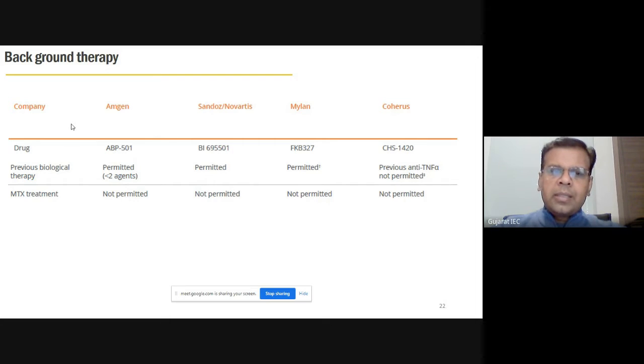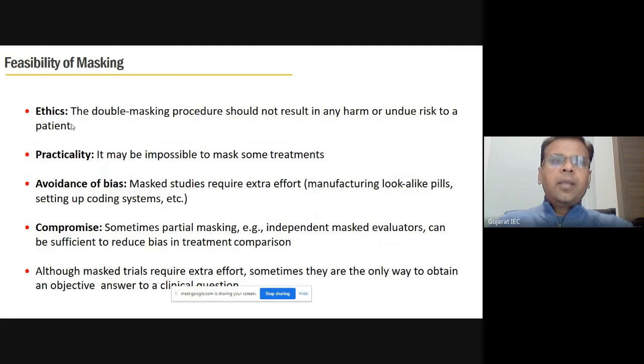So Amgen is doing the study where they are allowing patients who have already been exposed to previous biological therapy. If they have been treated with any other biologic in the past, they can still be part of this study. Similarly is the case with Sandoz or Mylan. However, Coherus is doing the study, so they don't want previous anti-TNF alpha exposure. So they are just looking at patients who have not been exposed to any biologics in the past. Now, what happens because of that? We'll be seeing those in the next slide.